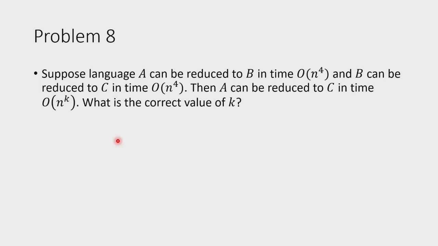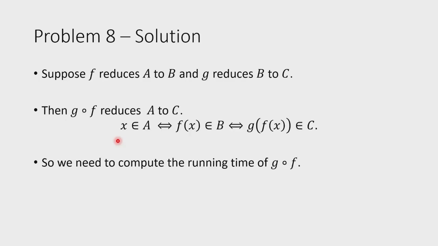Okay, so there is one problem with this reasoning. Let's see what the problem is. Suppose that f is a function that reduces A to B and g is the function that reduces B to C. Then g of f, or g composed with f, is a function that reduces A to C.